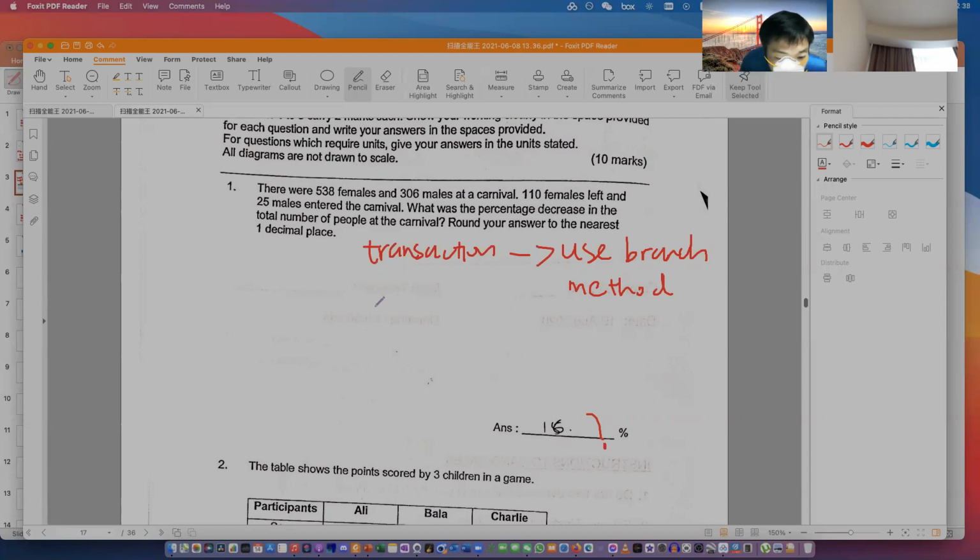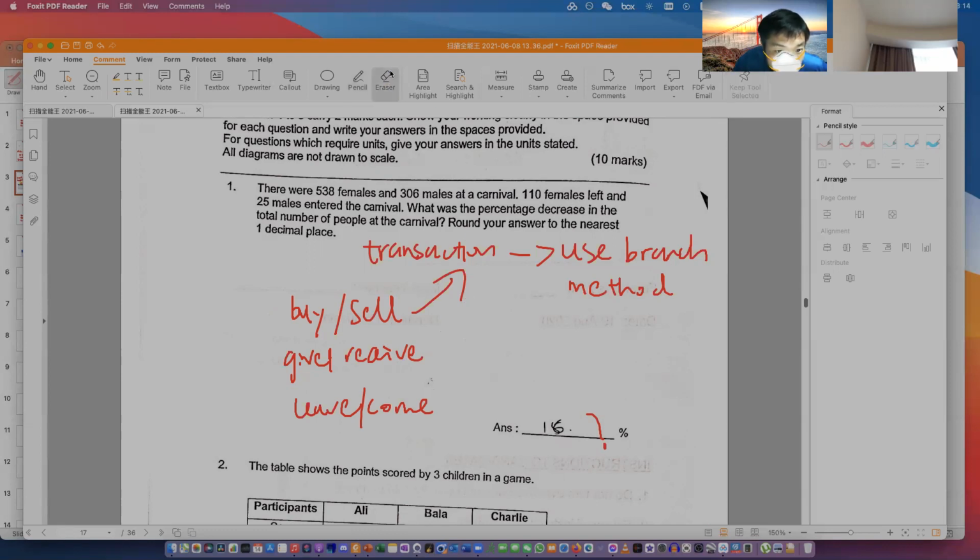A transaction question is like buy, sell, use, give away, receive, and of course leave and come. So if you see all these words, it's a transaction question. If it's a transaction question, then please use the branch method. So let's move ahead to use the branch method here.